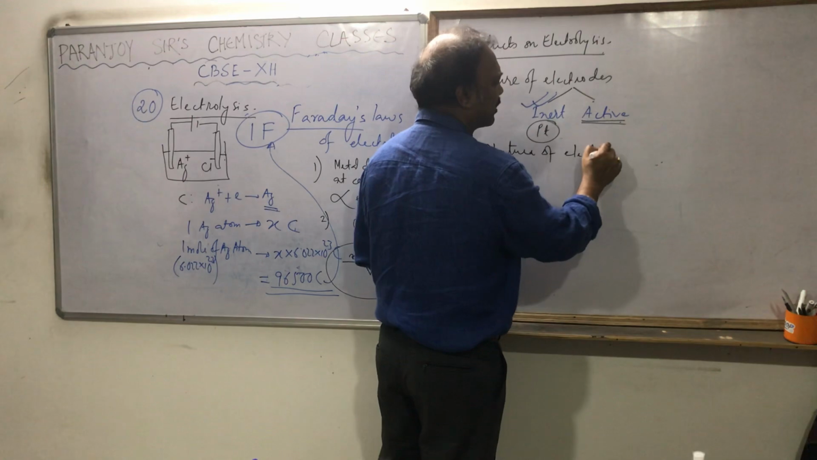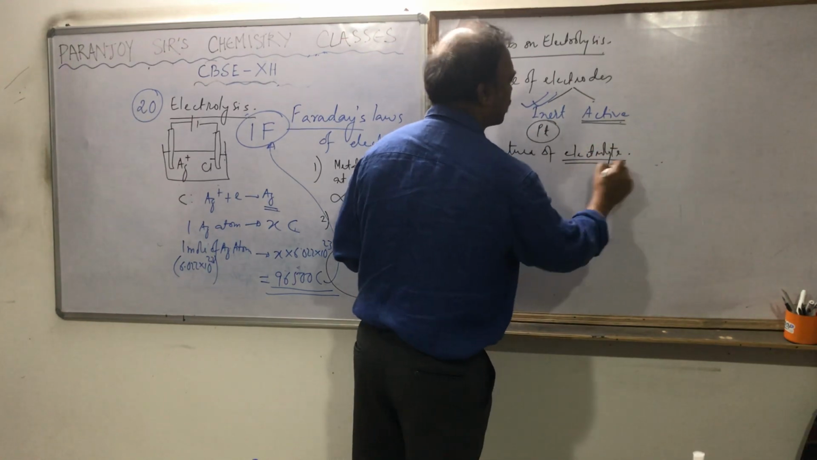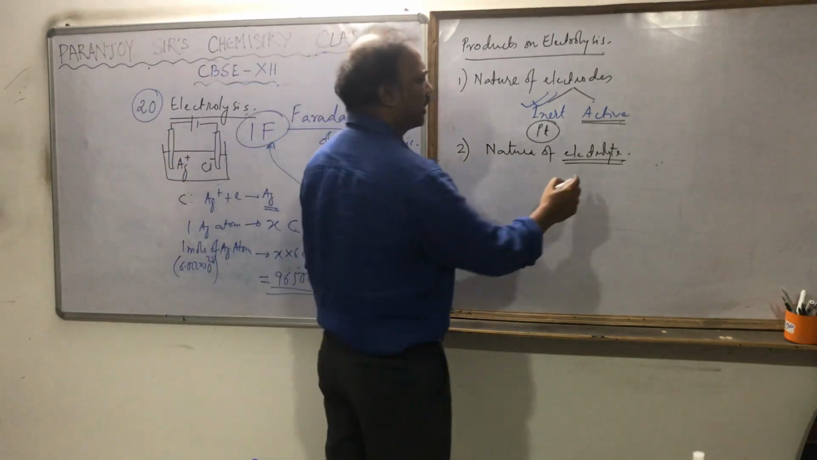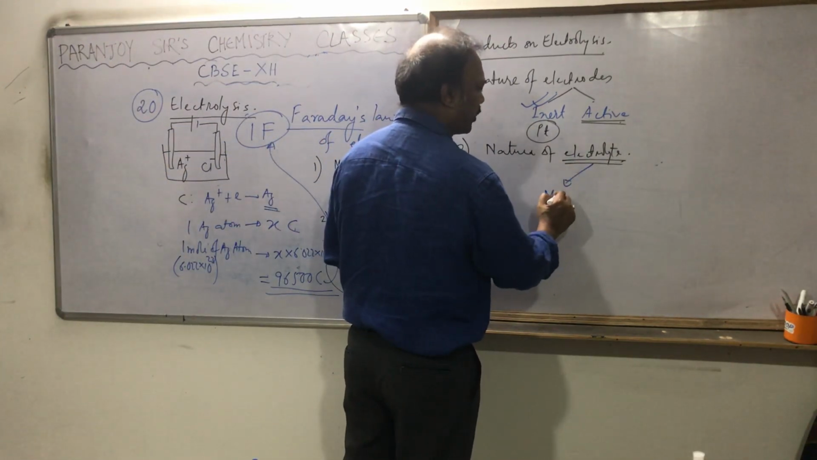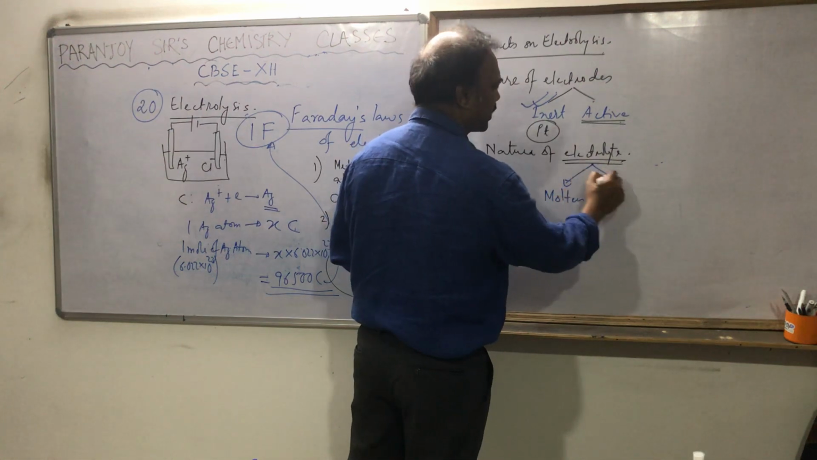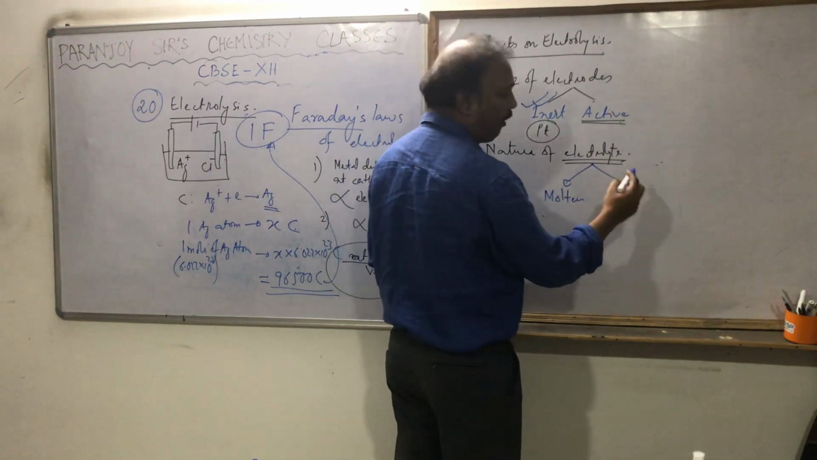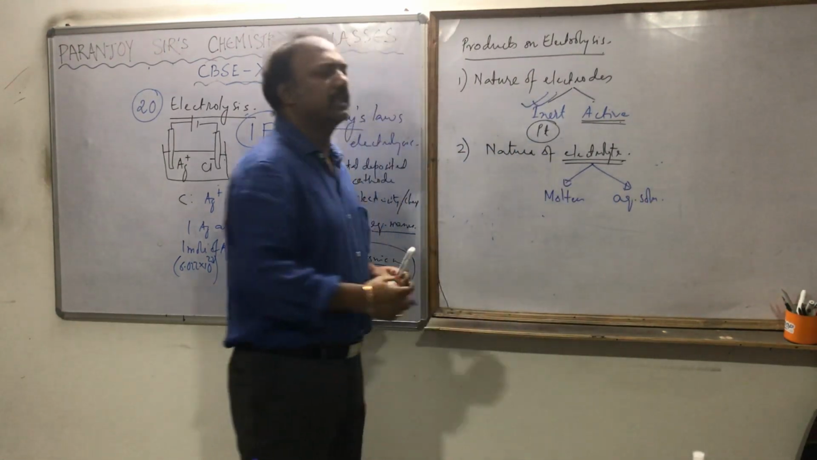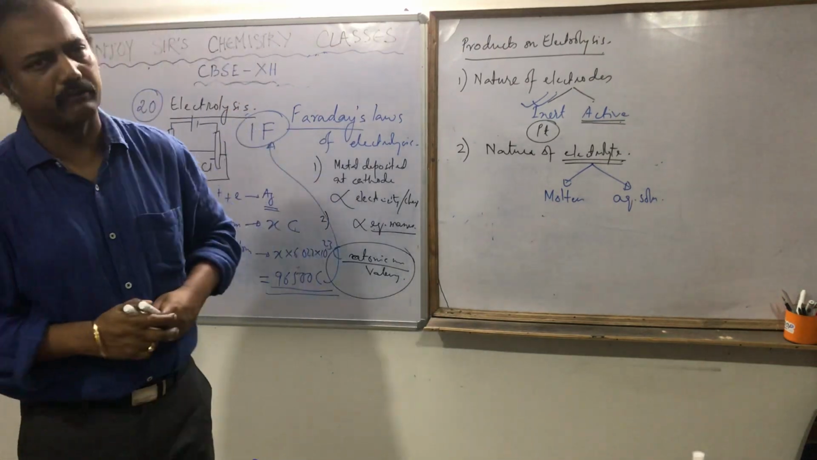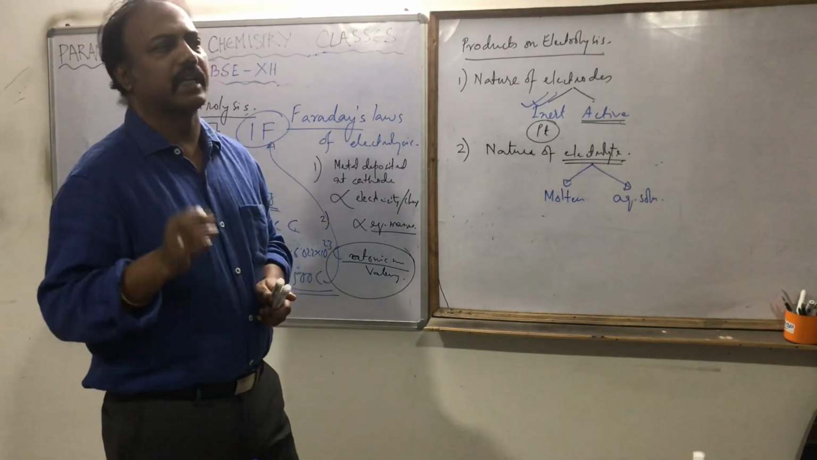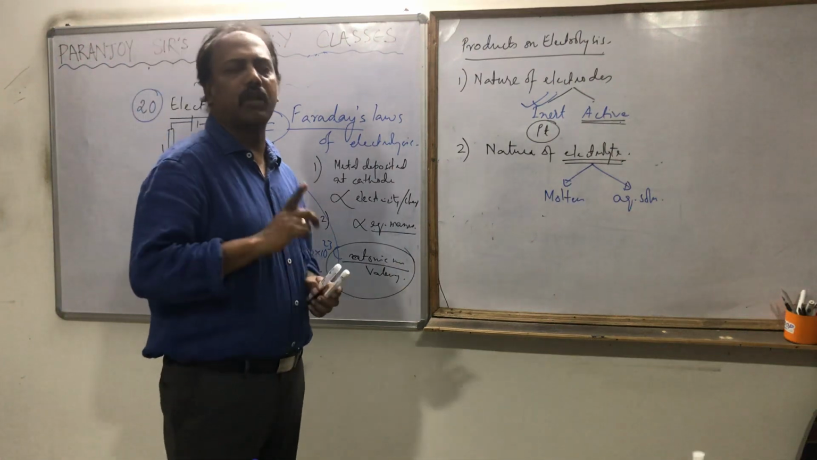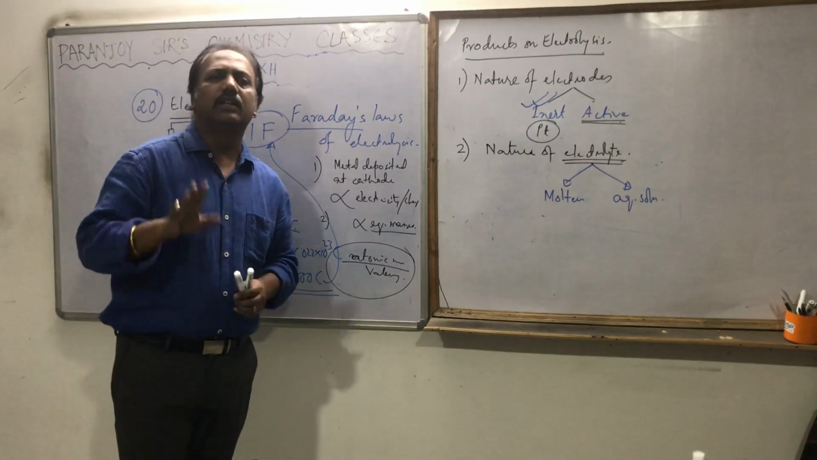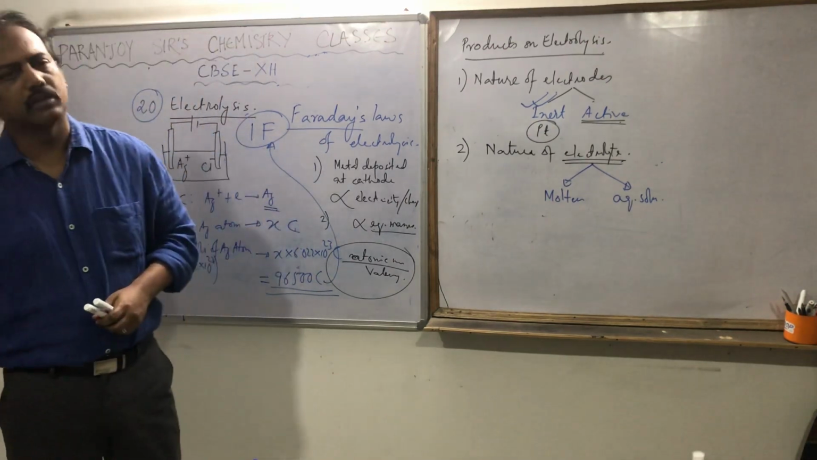Electrolytes have to be dissociated into ions, either in the molten state or in the aqueous solution state. Whether we take the electrolyte in the molten state or in the aqueous solution state will determine the nature of the product due to electrolysis.